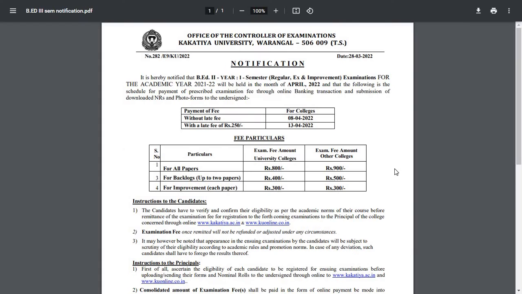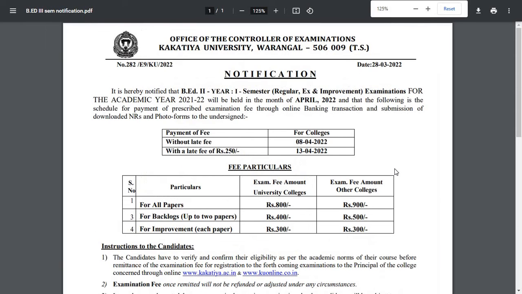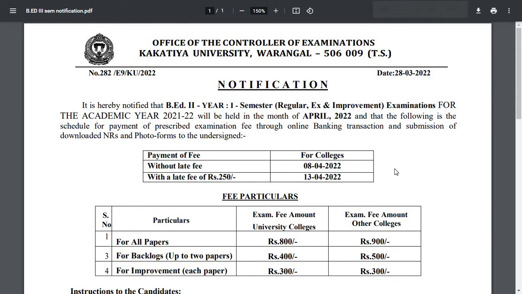Today, on 28th of March 2022, Kakatiya University has released this notification. So let's have a look at this. It is hereby notified that B.Ed. second year first semester regular and improvement examinations for the academic year 21-22 will be held in the month of April 2022, and that the following is the schedule for payment of prescribed examination fee through online banking transaction and submission of downloaded NRs and photo form to the undersigned.